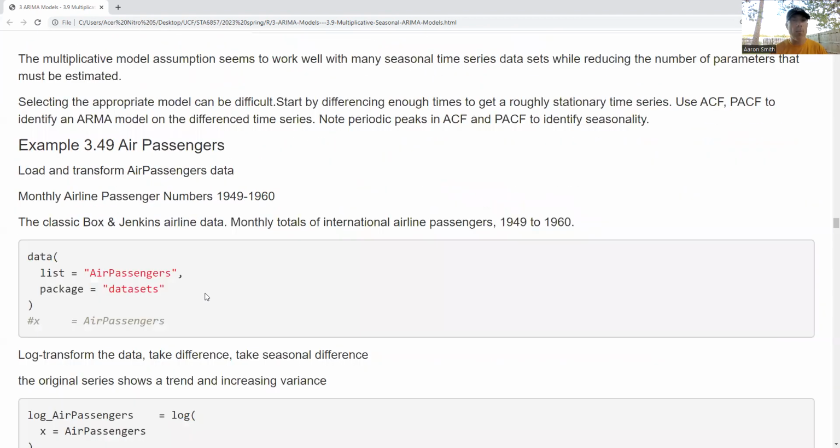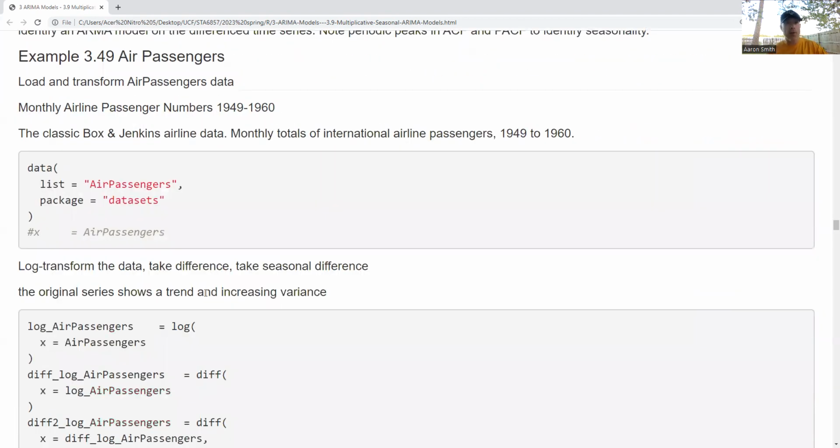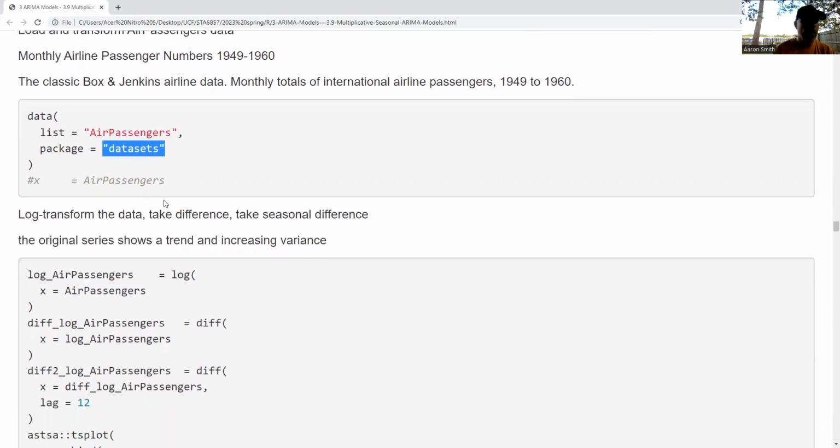All right, so let's go ahead and run through an example. This is from the textbook. They're taking a data set in base R, the AirPassengers data set, which is from 1949 to 1960. This is a classic data set from Box and Jenkins, and this gives the monthly totals of international airline passengers. And so this is in the datasets package. This automatically loads when you open up R, unless you tinkered with your settings.